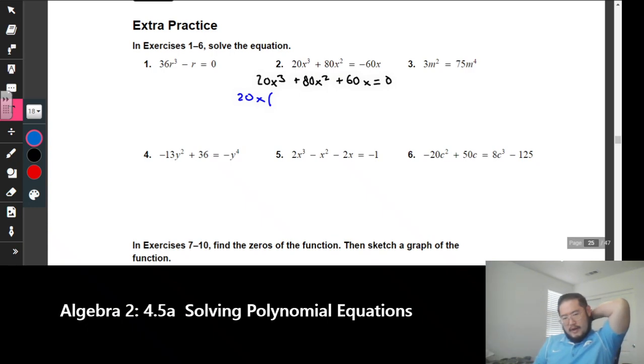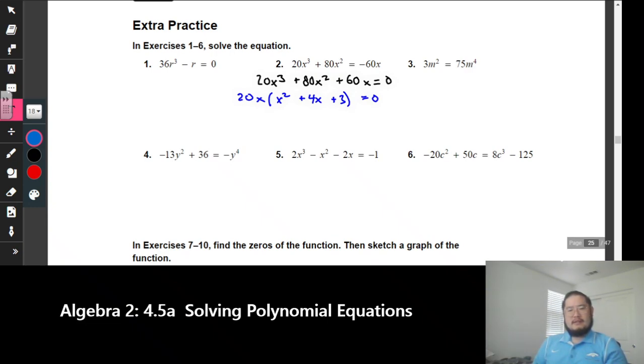Okay, so we're going to divide everything by 20x and see what we get. We come up with, first off, x squared, then plus 4x plus 3. Nice. It's a simple trinomial right there.